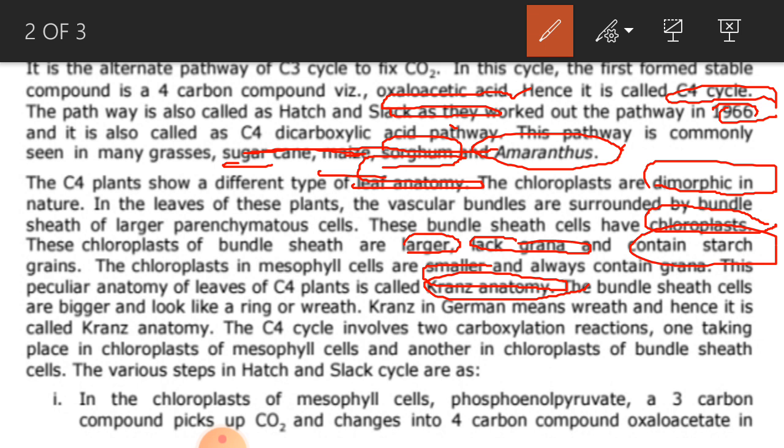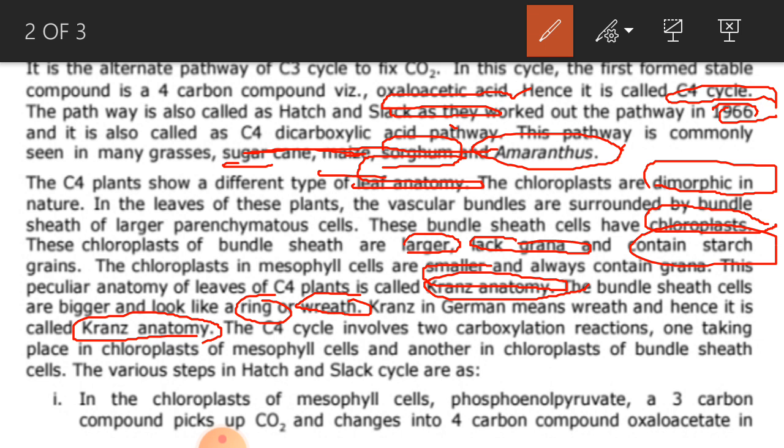The bundle sheath cells are bigger and look like a ring or wreath. So in these C4 plants, there is a special type of anatomy known as Kranz anatomy. The bundle sheath cells are bigger and look like a ring or wreath, a ring-like structure. So this special sort of covering is known as Kranz anatomy.